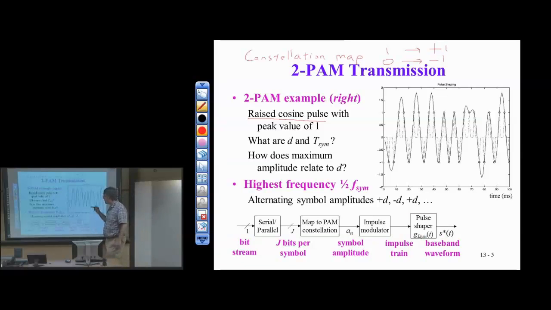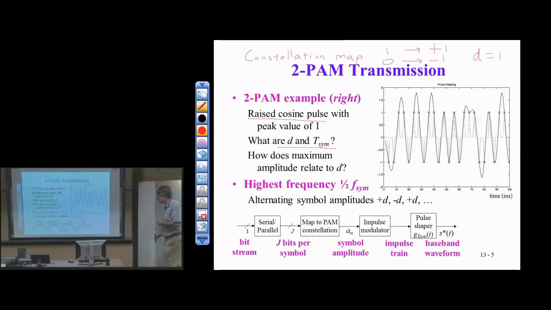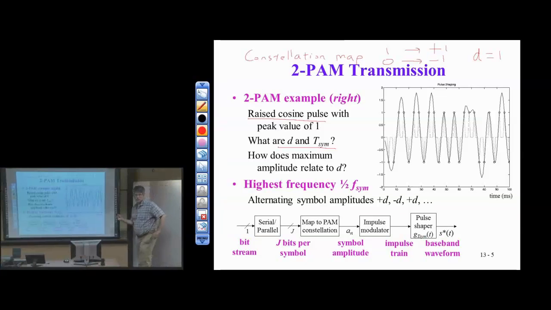But what I can view out of this is, I'm going to ask you 2 things. What's the value of D? That's an easy one. D is 1, right? Because 0 would map to -D and 1 would map to +D. So D has to be 1. What's the symbol time? Yeah. And how'd you get that?